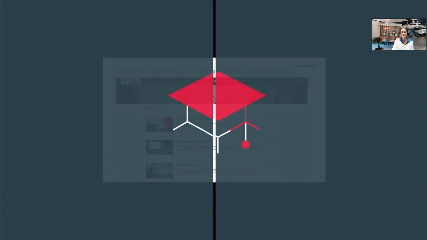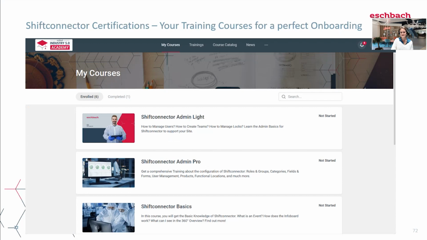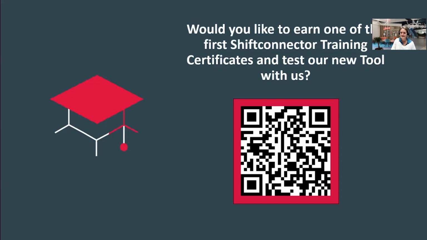And the way that we are going to implement this is in our learning management system, where you will have access to different paths depending on the role that you are assigned in your organization. So Shiftconnector Basics, Admin Pro, Admin Lite you see here, but also the professionals. And later on in the next year, we will also have the training paths for the individual modules, so you can get certified there as well. And we are currently rolling this out. So if you would like to earn one of the first training certificates and want to be part of the pilot phase, please let us know, and we can test this together with you.